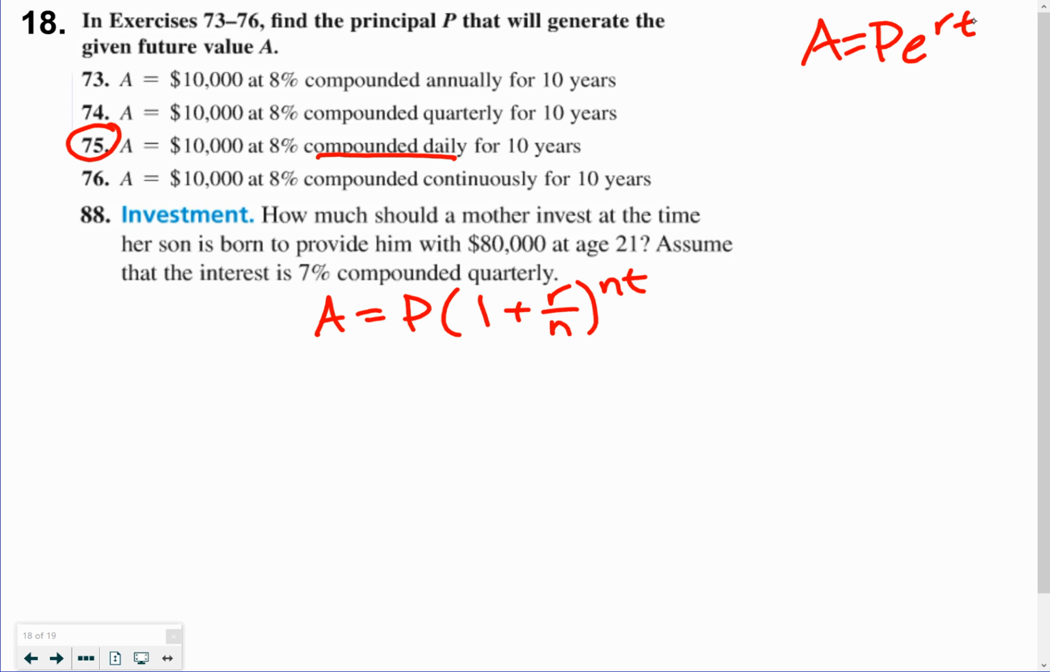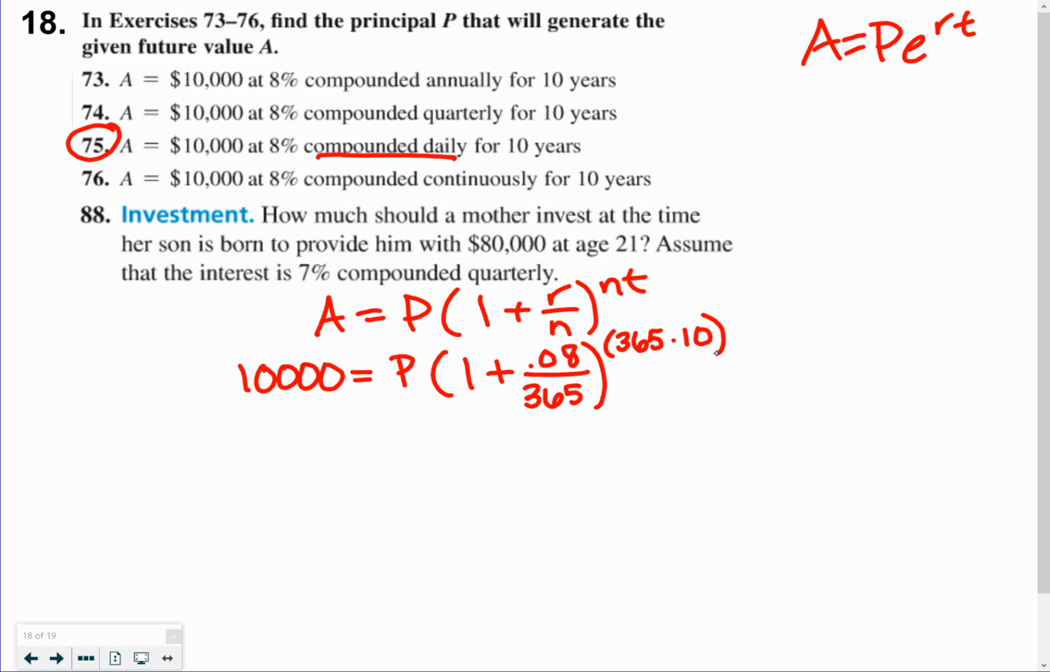All right, so A is 10,000. We're solving for the principal, what we're going to start with. Interest rate, 0.08. Compounded daily, what do we use for daily? 365. And then that shows up in my exponent again, 365 times number of years, 10. Now, if you're solving for P, P is multiplied by this stuff, right? That number to a power, whatever it is, which you could type in your calculator and get that number. So let's say we know what that number is. What do we do with it to solve for P?